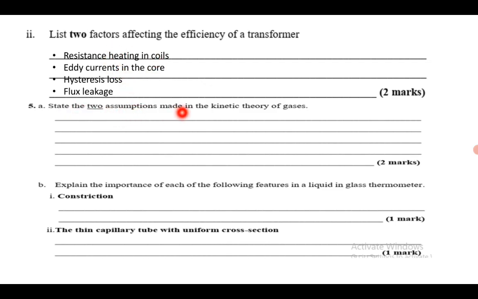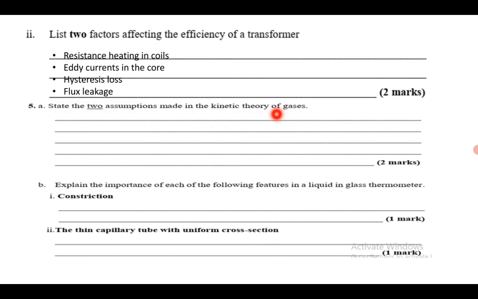State the two assumptions made in the kinetic theory of gases. So first of all, you must recall what the kinetic theory of gases states. The kinetic theory of gases states that gases are made up of very, very tiny particles which move randomly in all directions, and the speed of their movement increases with the increasing thermodynamic temperature. That's what the kinetic theory states.